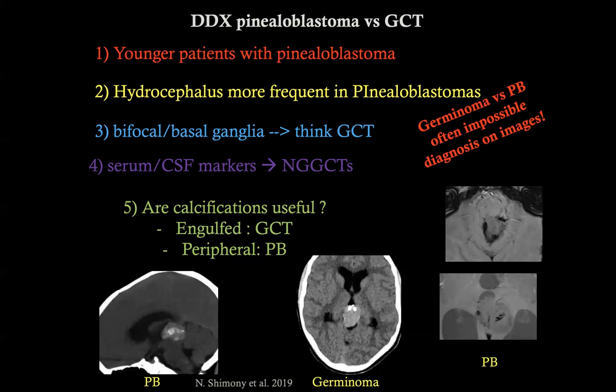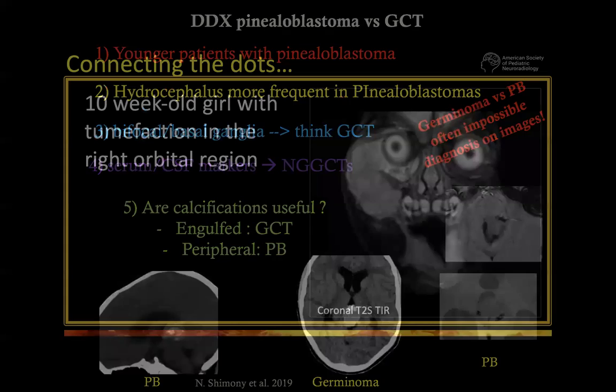And I also wrote this, which is reported in every book: engulfed calcification, so at the center, is for germ cell tumor, and peripheral is for pineoblastoma. But actually you have the opposite here. This is a case from GOSH, this is a case from literature, and in this other case from Great Ormond Street, you can see, as I showed you before, peripheral and internal calcification. So I do not use calcification anymore to differentiate these two entities.